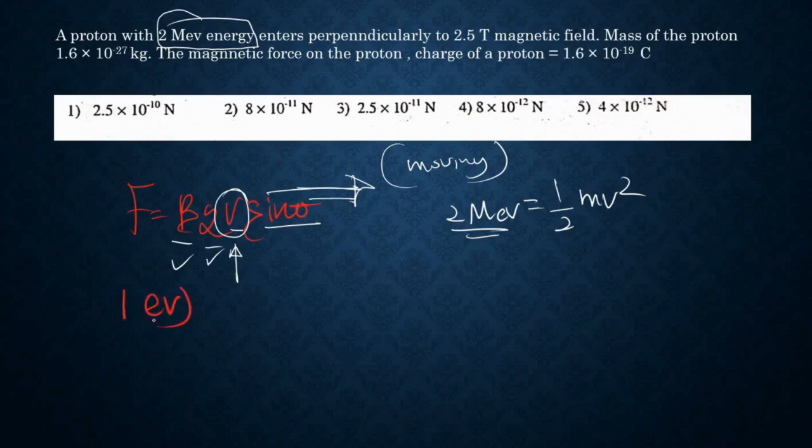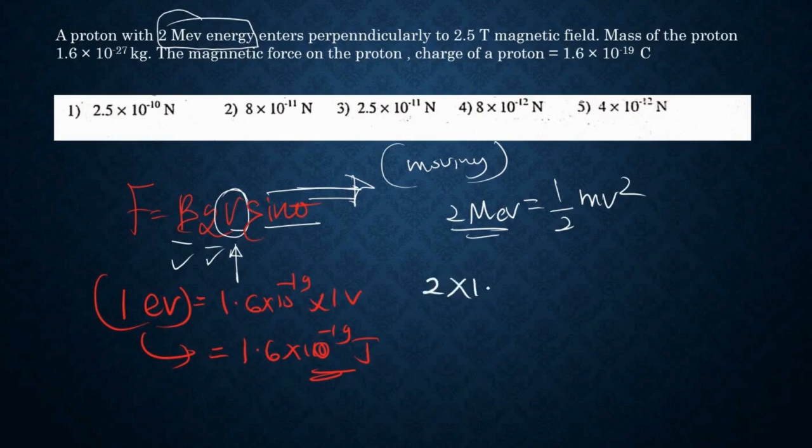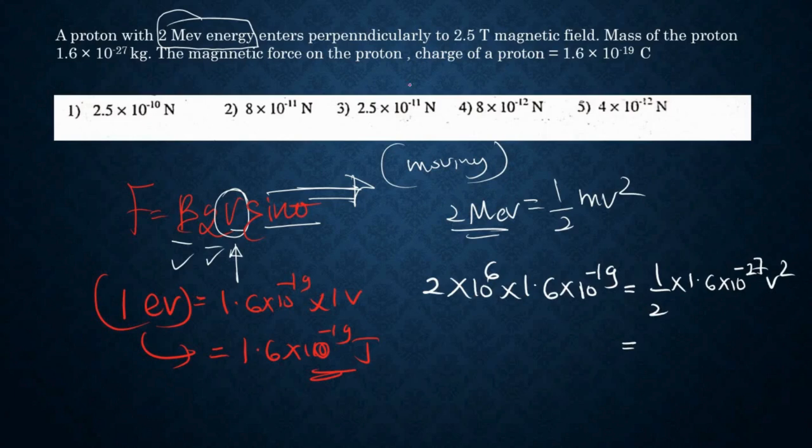1 electron volt means the charge of an electron, 1.6 into 10 to the power minus 19, into 1 volt. So basically 1.6 into 10 to the power minus 19 joules is 1 electron volt. So for 2 mega electron volts, we have to multiply: 2 into 10 to the power 6, of course, and 1.6 into 10 to the power minus 19. We have half into the mass of the proton, 1.6 into 10 to the power minus 27, then V square. Let's do the simplification now. 1.6 and 1.6 cancel off, 2 goes all the way there. So 4 into 10 to the power 6 into 10 to the power minus 19 divided by 10 to the power minus 27 equals V square.